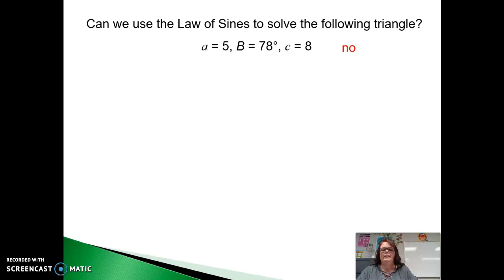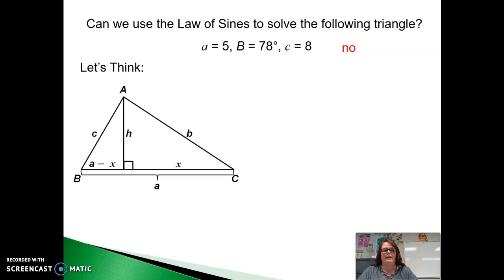So hopefully you saw that the answer is no, because I don't have little b and there's no way to get little b, nor is there a way to get angle A or angle C. So I can't get an anchor fraction where I know the measure of the angle and the side opposite it. So instead I want to use something called the law of cosines.